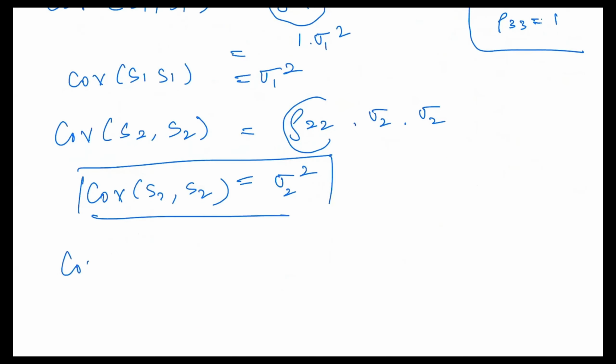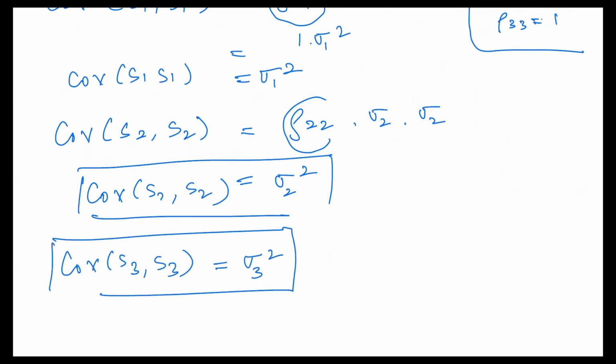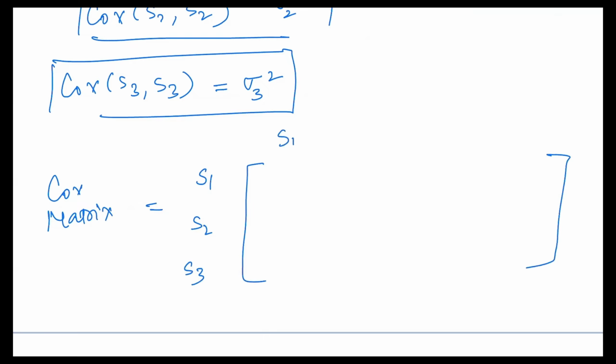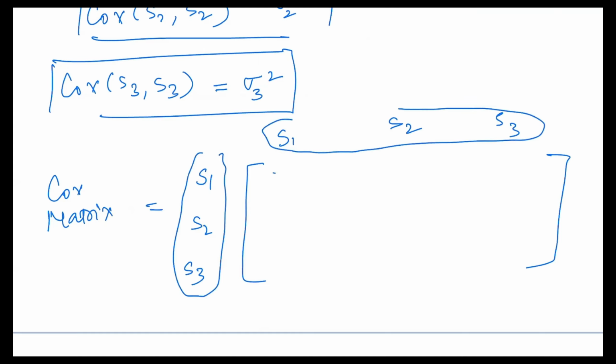Similarly, covariance of stock 3, stock 3 will be nothing but sigma 3 square, right? So now let's fill in the covariance matrix, which is nothing but stock 1, 2, 3. This will not come in the formula, okay? I'm just writing it for good clarification. So this will be sigma 1 square, this will be sigma 2 square, this will be sigma 3 square.